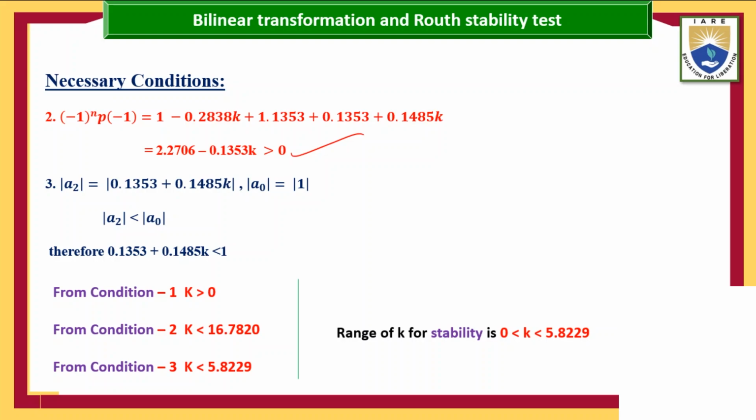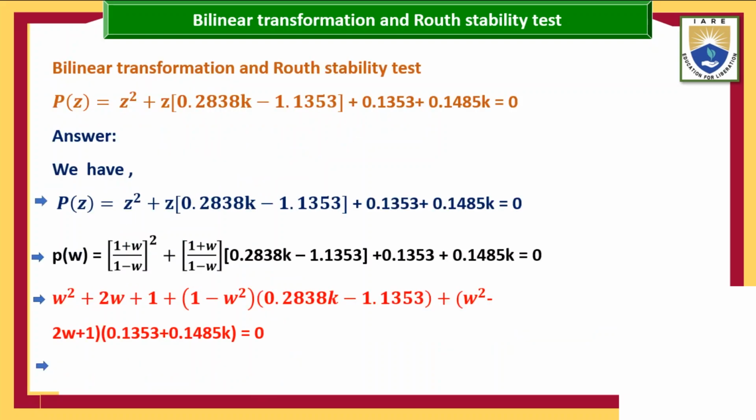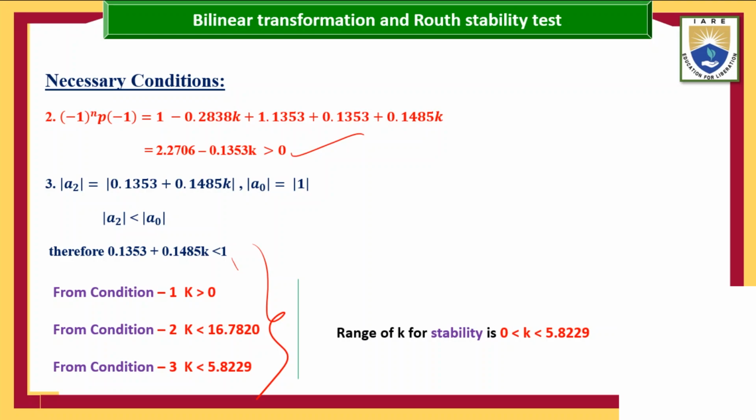So, the range of the stability will be in between these two. The stability of the system is in between these two. This is your stability, in case of the Jury stability condition.